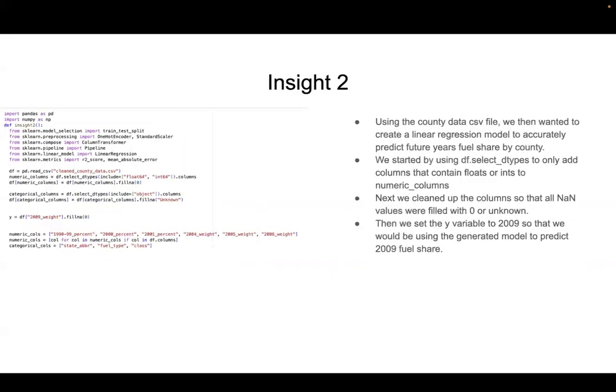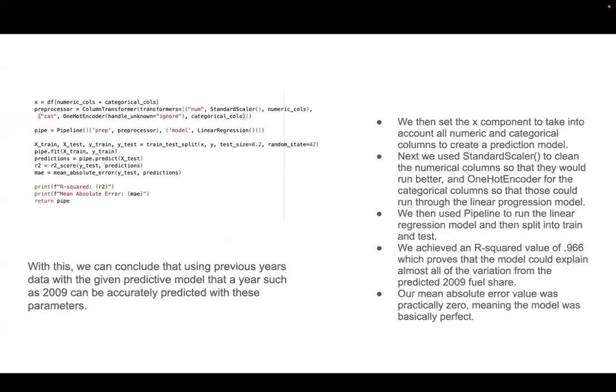And then using the county data CSV file, we wanted to create a linear regression model to predict future years shared by counties. We use df.select_dtypes to only add columns that contain only floats or ints, and then we clean up the columns with NaN values to fill them to either 0 or unknown. And then we set the Y variable to 2009 so that we could predict the 2009 fuel share. And then we set our data and then ran it through this preprocessor so that our data would all be clean and ready for the linear regression model.